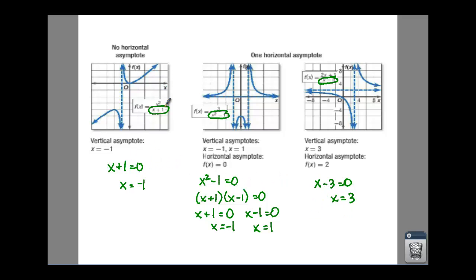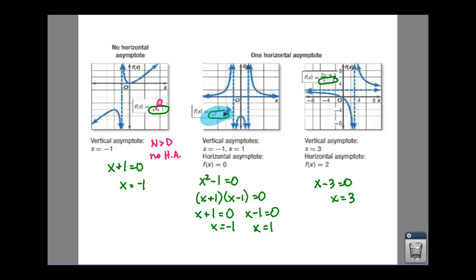Now to find your horizontal asymptote for each of these, notice for your first example, you don't have a horizontal asymptote because the degree of your numerator is a 2, the degree of your denominator is a 1. So since n is greater than d, there is no HA.